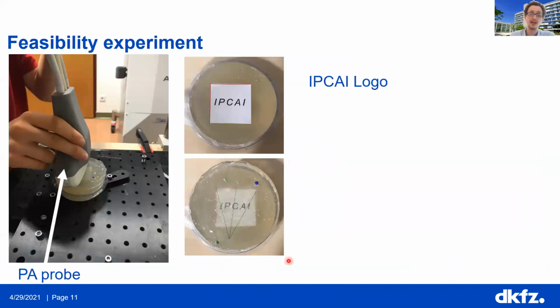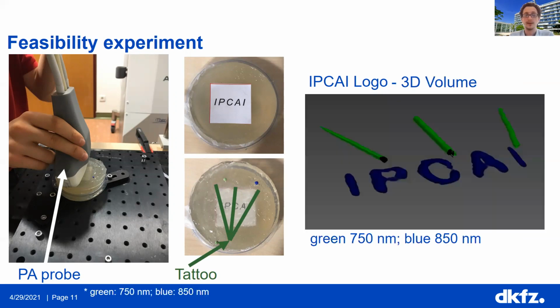In the first feasibility experiment, we printed a logo of the IPCAI, and within a shield, so we printed it on a sheet of paper and put it between 2 gel pads. On top of the gel pad, we put our tattoo, and then we scanned over the setup. The rendered result you can see here now on the right. So it's very clearly readable letters in blue and a tattoo in green.